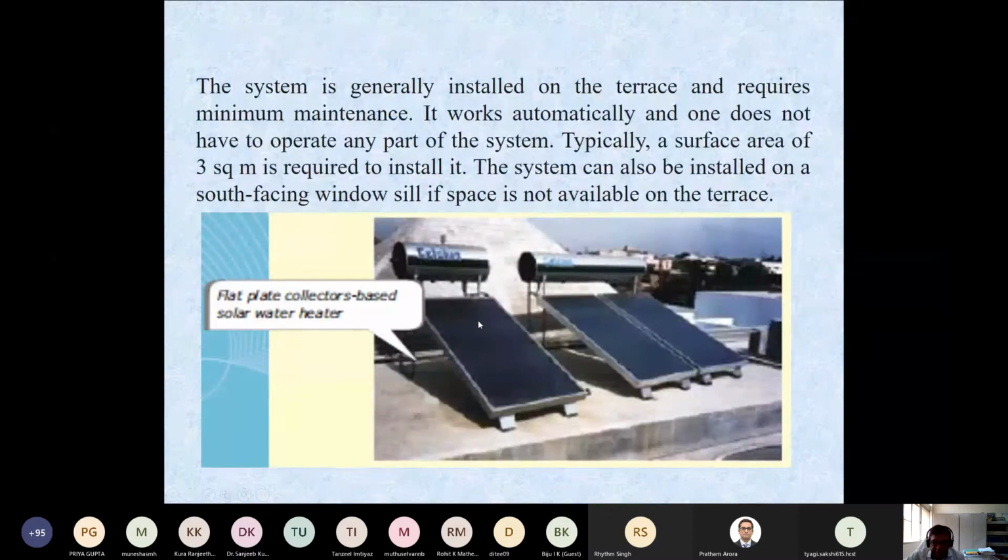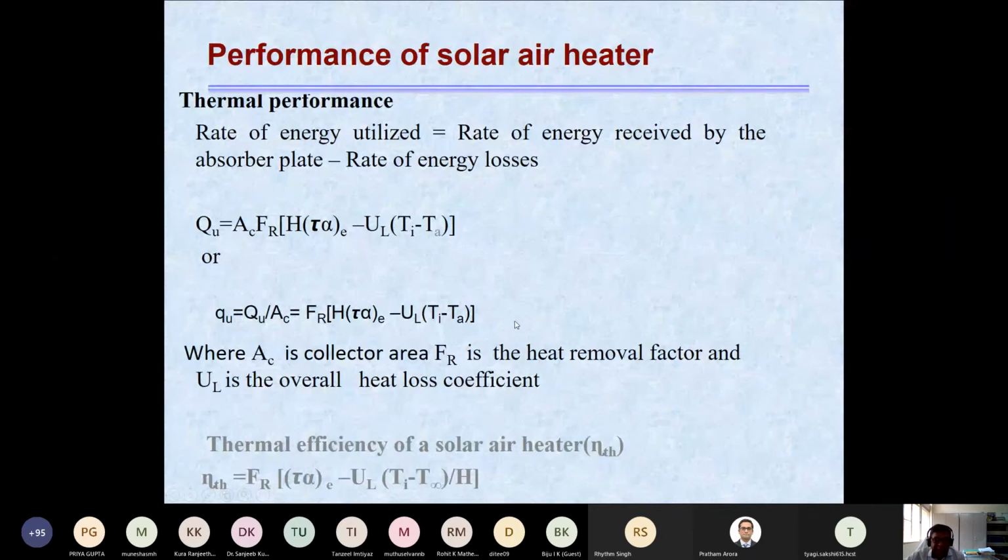It's a simple device, just like a solar water heater, which I think is very familiar to you. Basically this is a low temperature device, mostly used for water heating, up to 100 degrees centigrade. Basically hot water systems are being used for such applications.